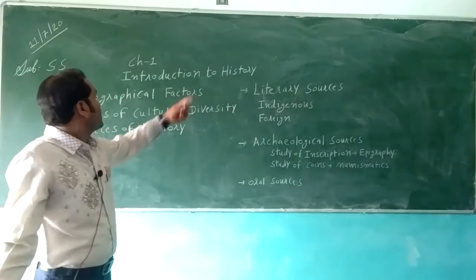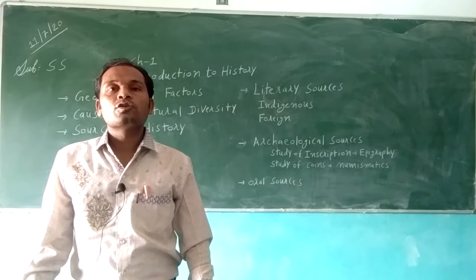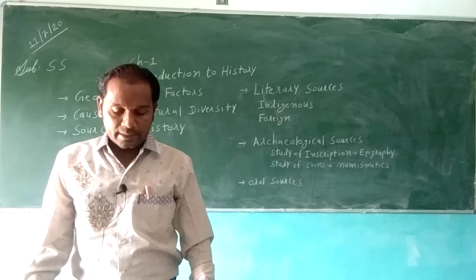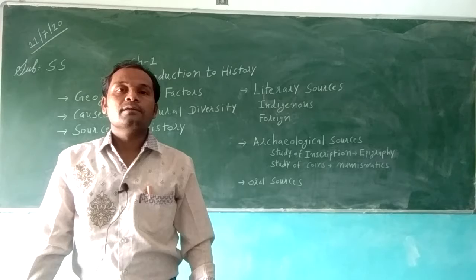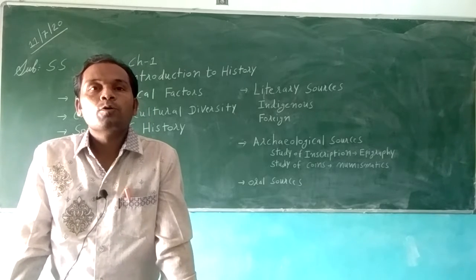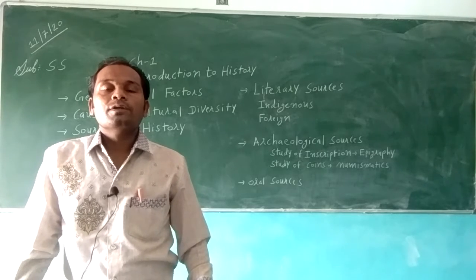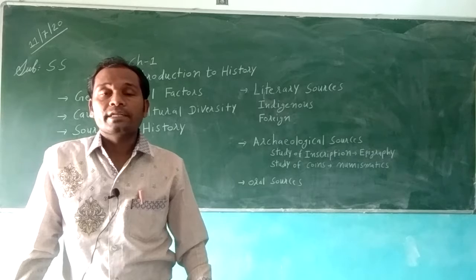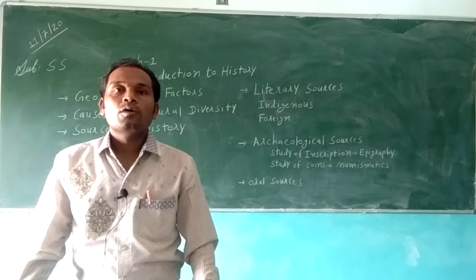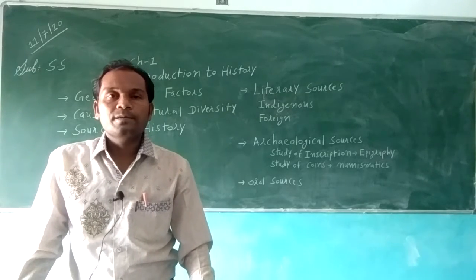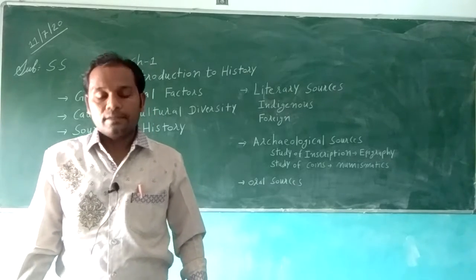Literary sources. First is literary sources. Literary sources refer to written documents. Whatever written documents we get are called literary sources. First, paper was not invented. Paper was invented in the 13th century. So before paper was invented, people were writing on the leaves of trees, and they would use feathers of birds. With the feathers of birds, they would write on any tree leaf. They were using palm leaves to write.